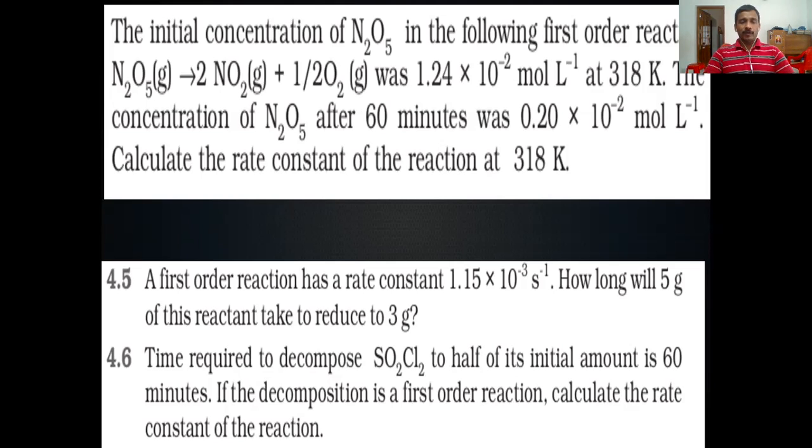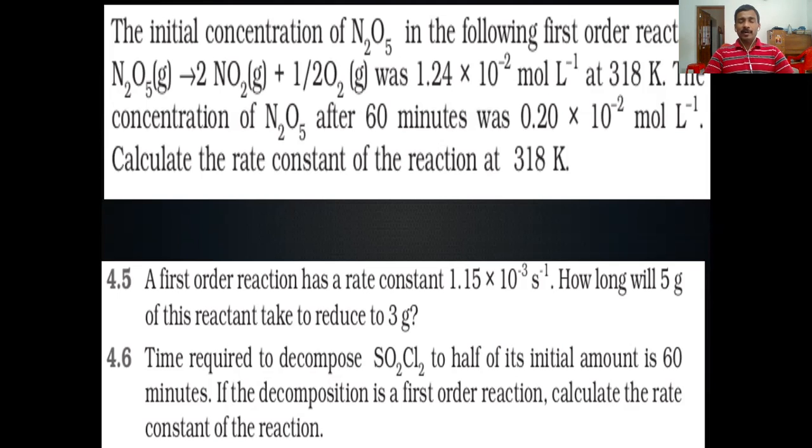Now the next question, number 5. A first order reaction has rate constant 1.15 into 10 raised to minus 3. k is given. k is equal to 1.15 into 10 raised to minus 3 per second. How long will 5 grams of this reactant take to reduce to 3 grams? Here what you have to find out? Time t. Concentration of R0 is equal to 5. That is the initial concentration. What is the concentration after time t? Concentration of R is equal to 3.